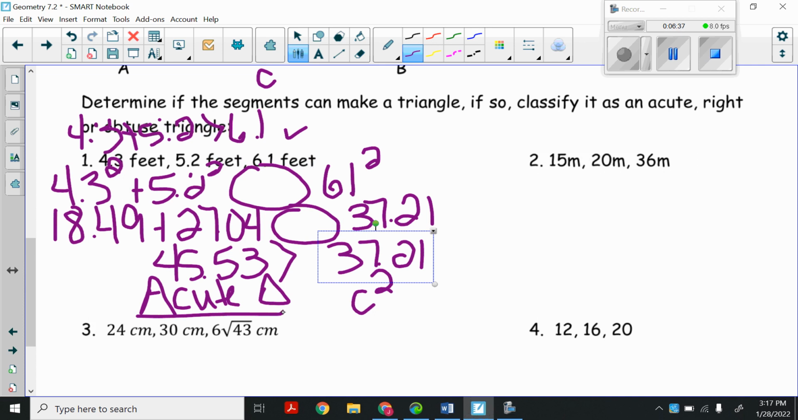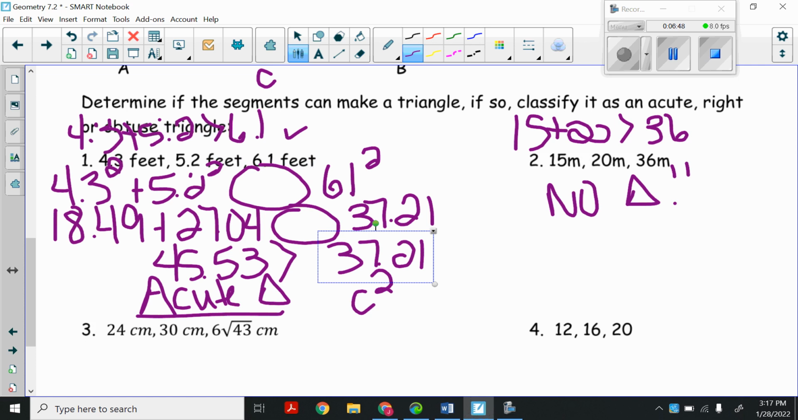Number 2, I have 15, 20, and 36. 15 plus 20, is that greater than 36? No, it is not. So this one, no triangle possible. Always check first to see, can you make a triangle?